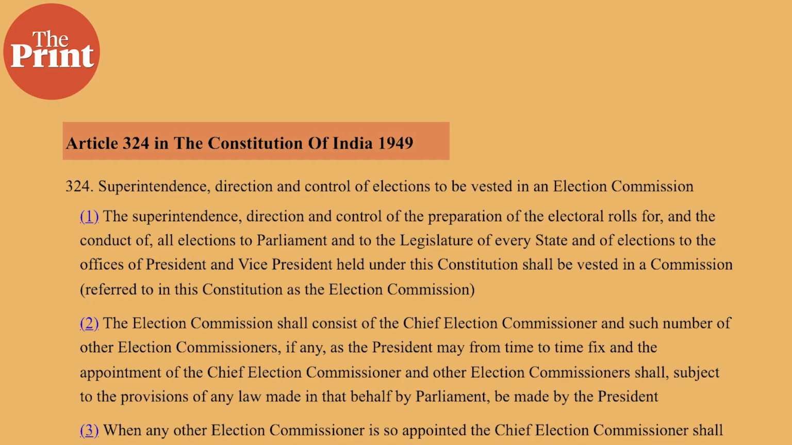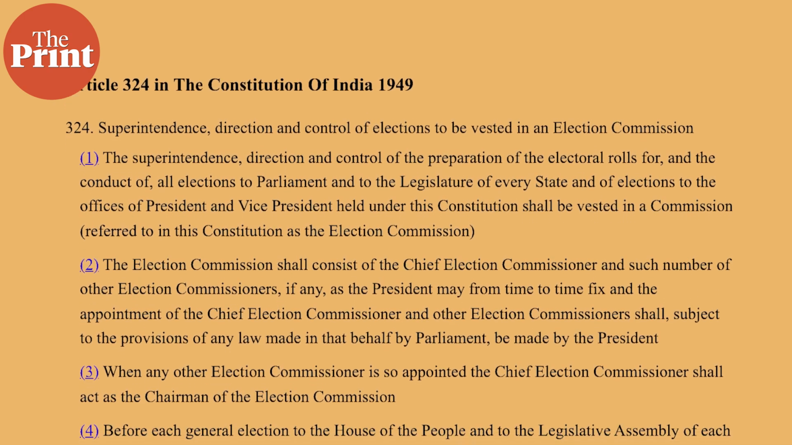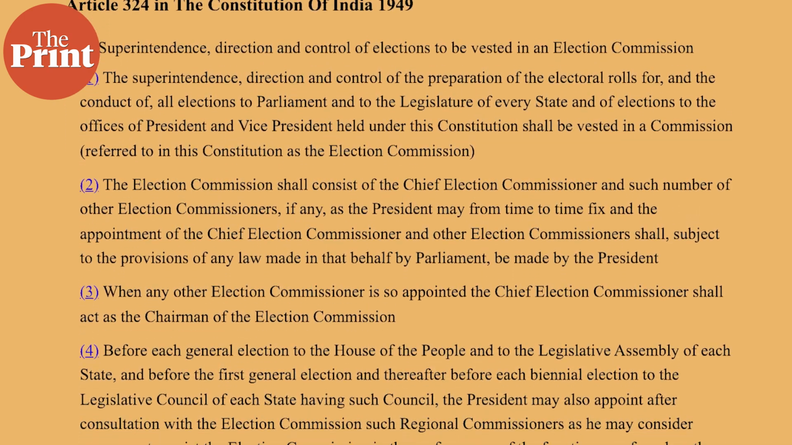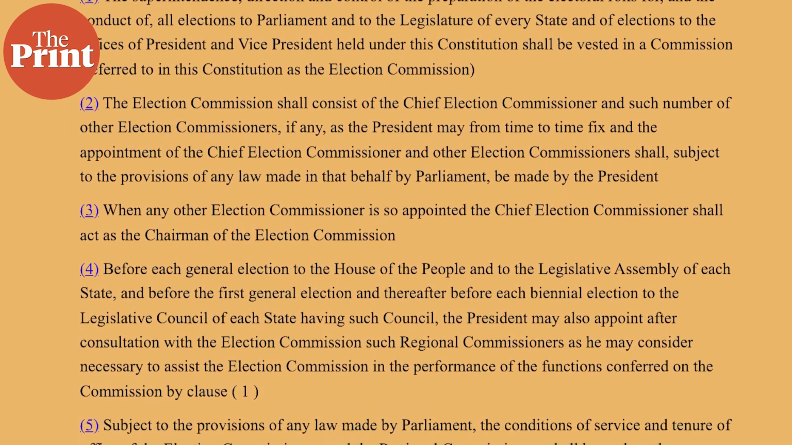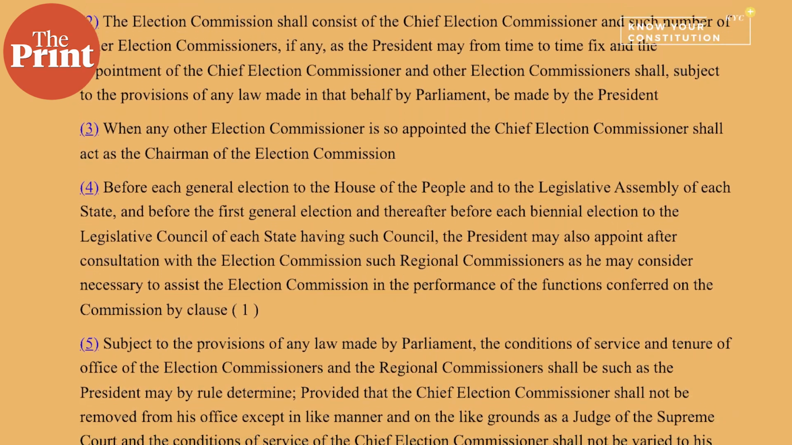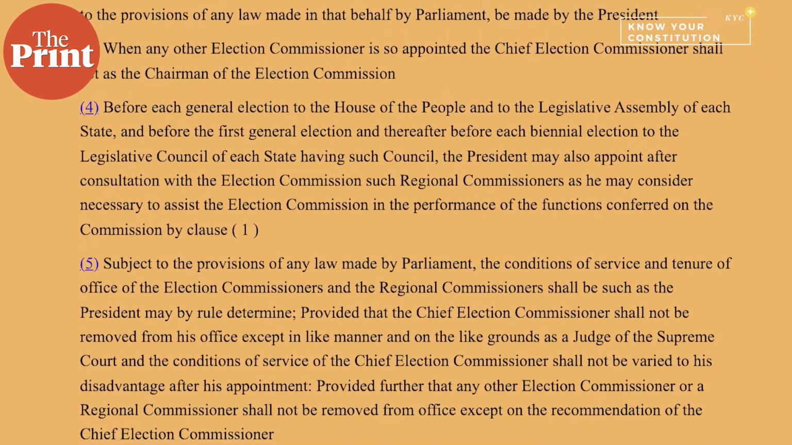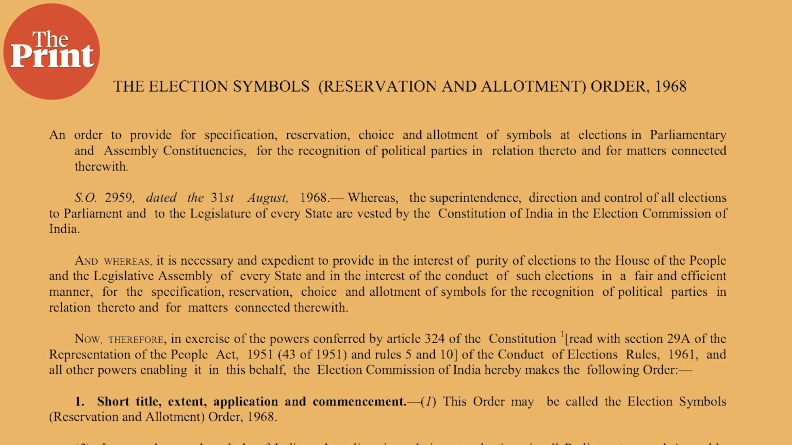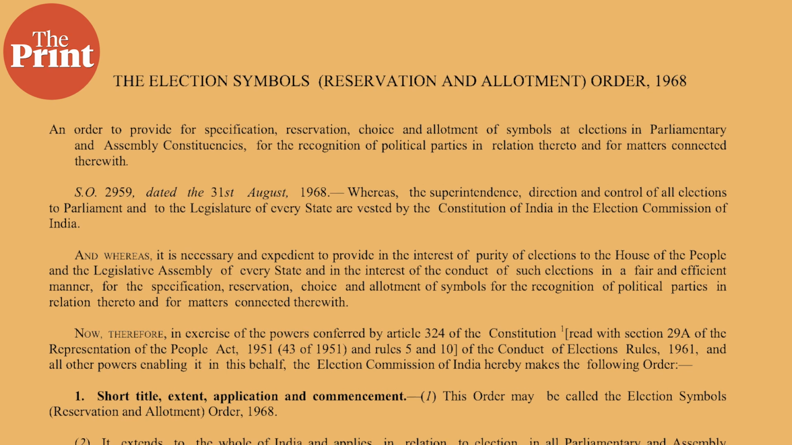First and foremost, let's talk about the article of the Constitution which grants the Election Commission its powers. Now, Article 324 gives the EC powers of superintendence, direction and control of elections, and this is where the Election Commission draws its powers on election symbols as well. So it is under this provision that the Election Commission issued the Election Symbols Reservation and Allotment Order in 1968.